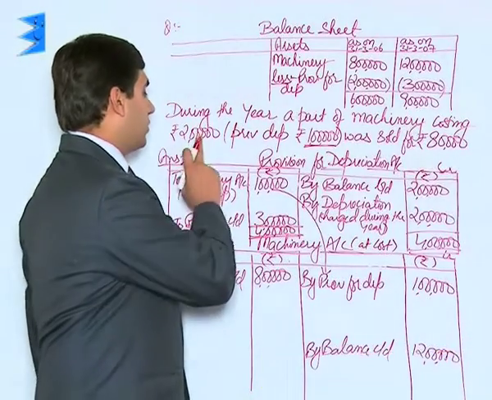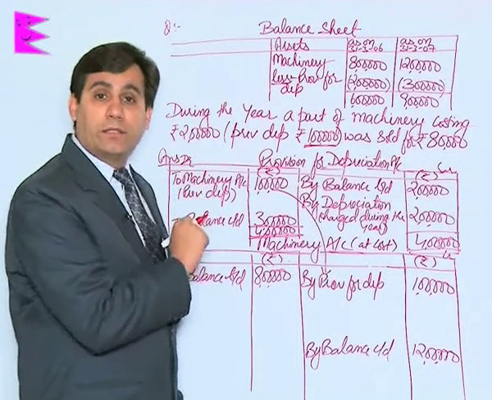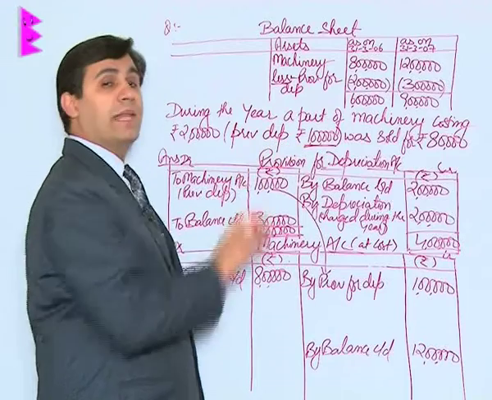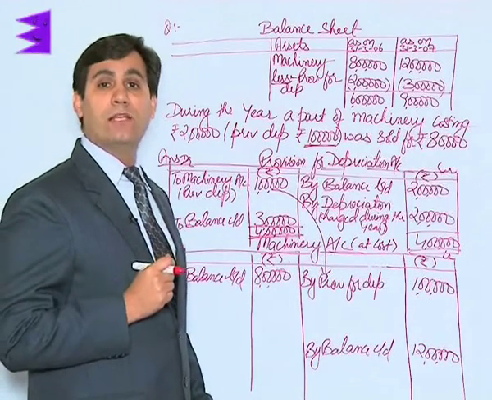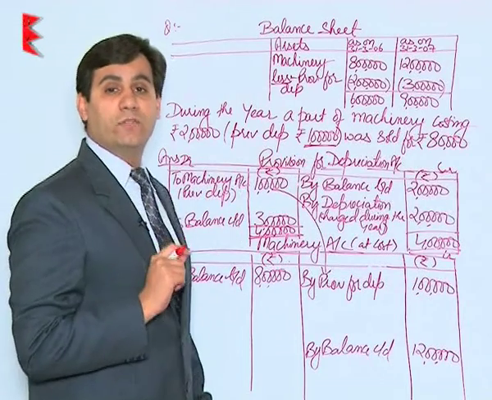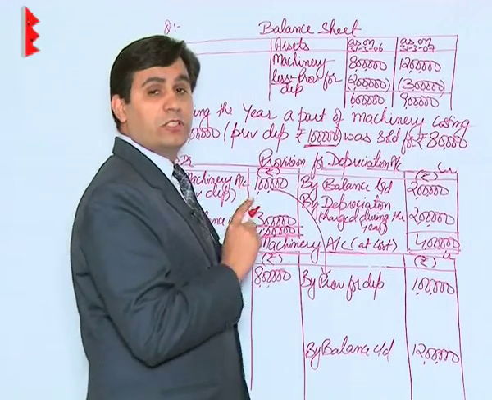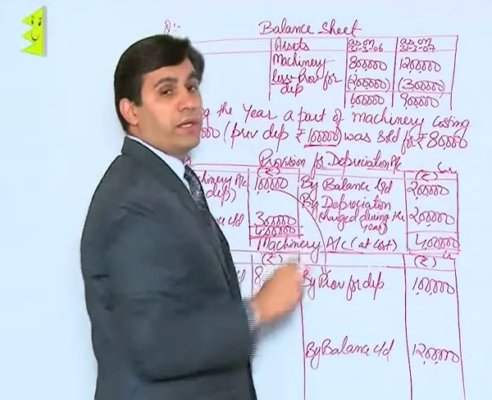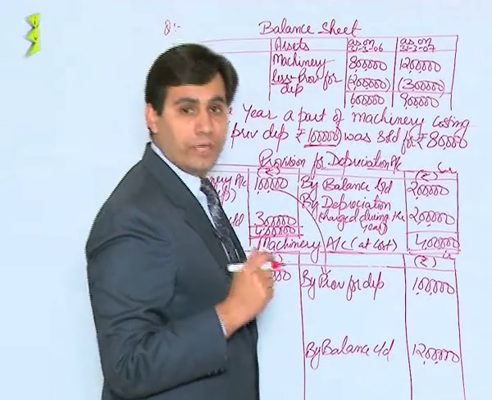Now students, in this question it is clearly mentioned that the cost of this machine was 2 lakh. Until date 1 lakh has already been charged as depreciation. That means the book value is 1 lakh. 2 lakh minus depreciation, the book value of this machine is 1 lakh. Now 1 lakh worth of machine was sold for 80,000. So there is a loss of rupees 20,000.